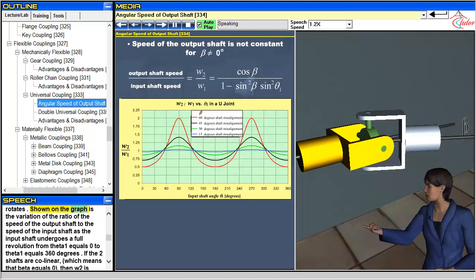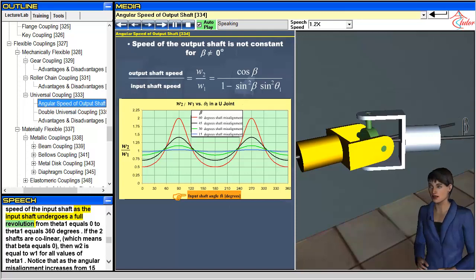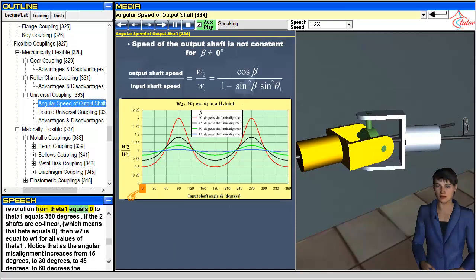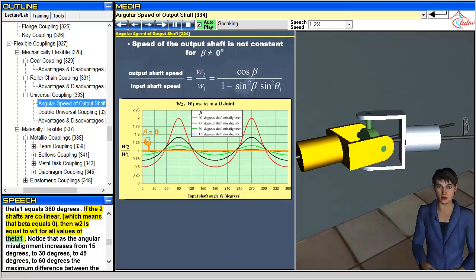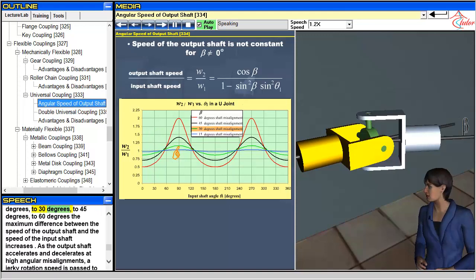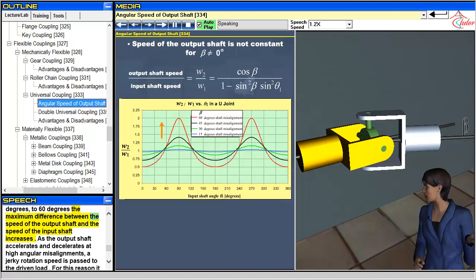Shown on the graph is the variation of the ratio of the speed of the output shaft to the speed of the input shaft, as the input shaft undergoes a full revolution from theta 1 equals 0 to theta 1 equals 360 degrees. If the two shafts are collinear, which means that beta equals 0, then W2 is equal to W1 for all values of theta 1. Notice that as the angular misalignment increases from 15 degrees to 30 degrees to 45 degrees to 60 degrees, the maximum difference between the speed of the output shaft and the speed of the input shaft increases.